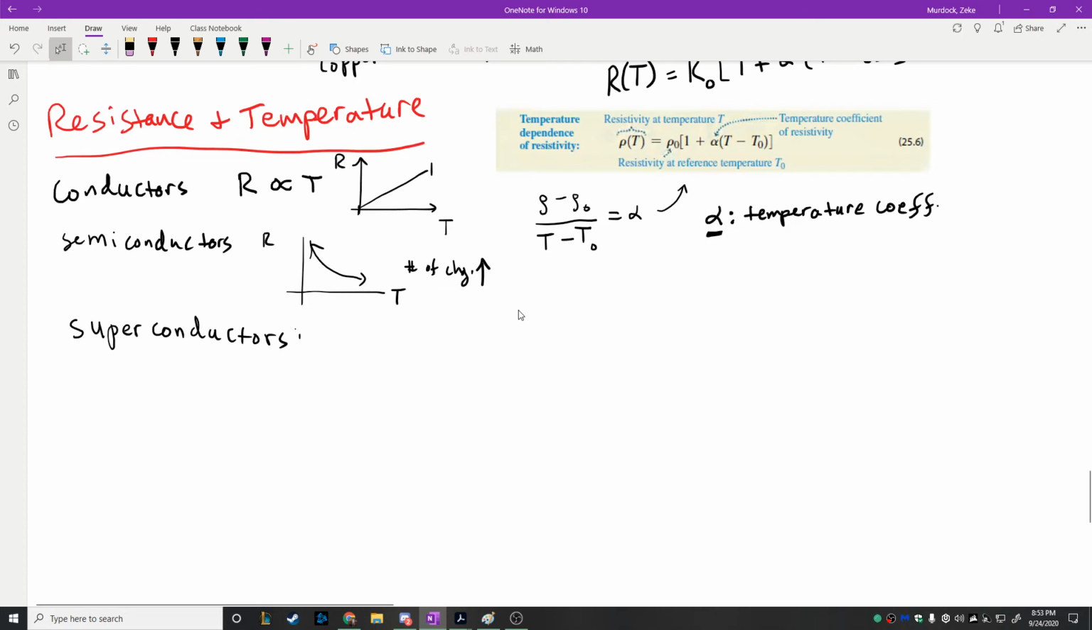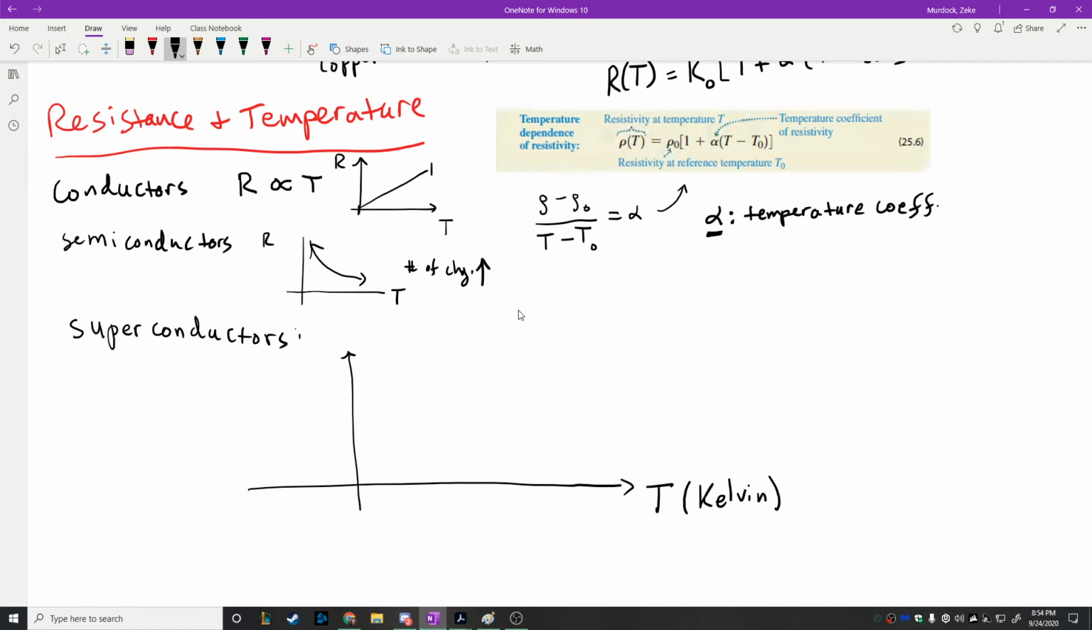They have the property that at a certain temperature, and this would be temperature plotted on the Kelvin scale, let's say we're talking about, so again, we're talking about resistance here. Let's say we're talking about mercury. Mercury is a type of liquid metal substance. Mercury over a long range behaves like an ohmic object. Its resistance increases with temperature.